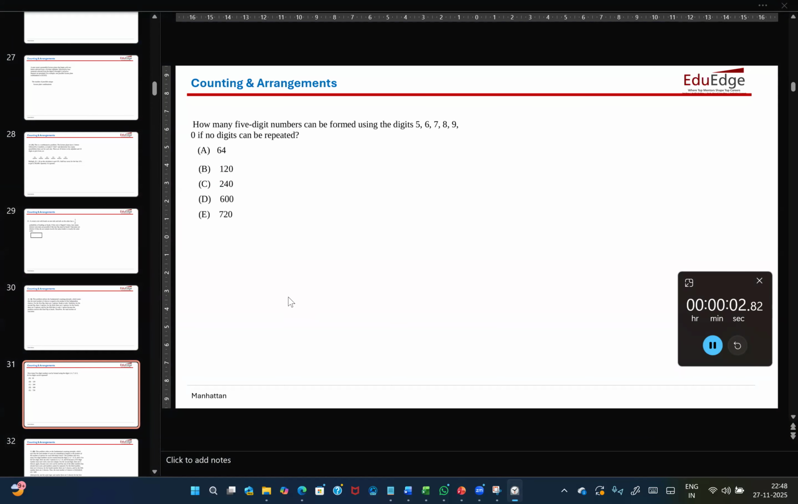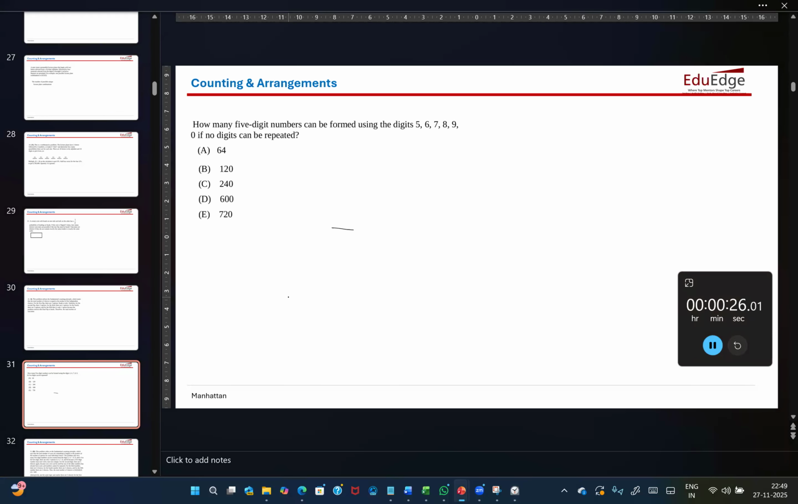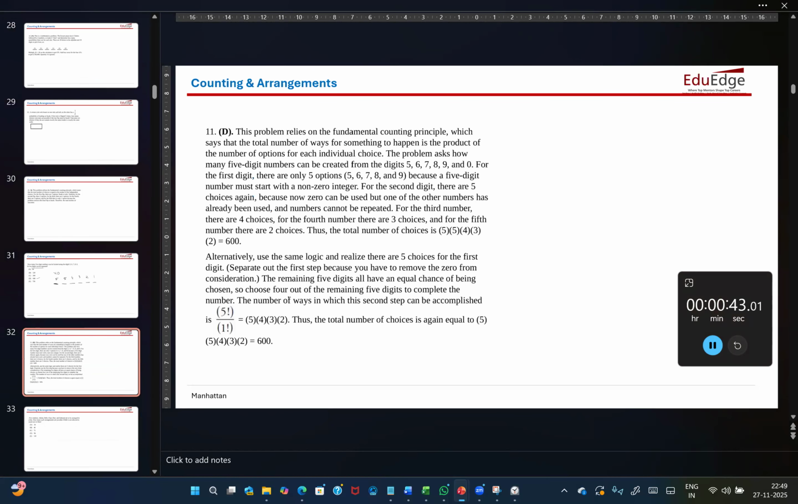It's not going to be repeated. 1, 2, 3, 4, 5, 6. So 5 into 5 into 4 into 3 into 2. How much is that? 600. Correct. So the first place is only 5 ways because 0 is there. You can't put 0 there. Second place, remaining are 5. Third place, 4, 3. It's all distinct, right? Cannot be repeated. So it's 600.